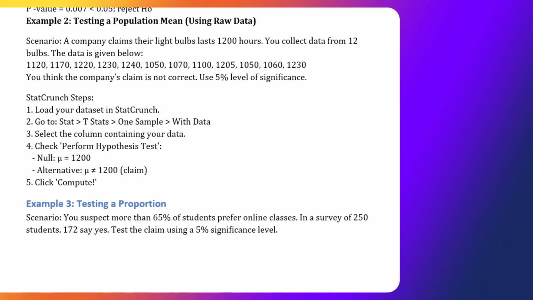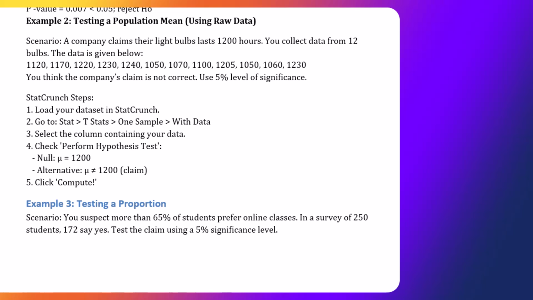So what would be the null and the alternative hypothesis? The null will be the mean equals 1200, and the alternative will be the mean is not 1200, because they have to be competing hypotheses. And your claim is not, because you believe that this is not correct. And he's asking us to use a 5% level of significance.